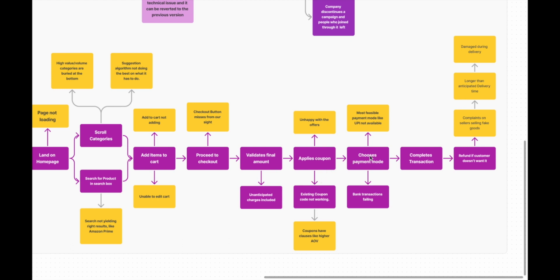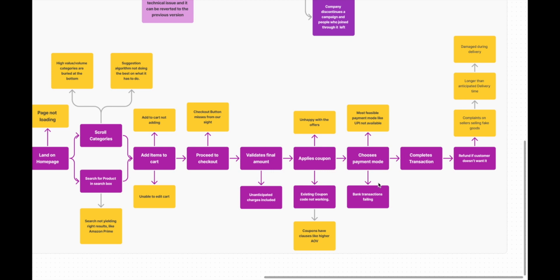And moving forward, they choose a payment mode. The issue here could be that the most feasible mode of payment, that is the UPI, might not be available, or the credit card that you have is not accepted, or the credit card that you have is not giving enough discounts. Or even if the payment is moved forward, the bank transactions are failing, maybe from the bank side. This could be the most possible reason why the payment section might fail.